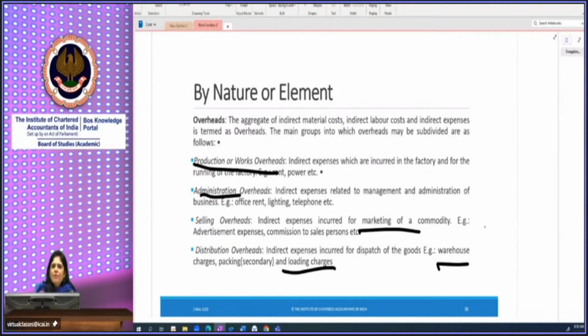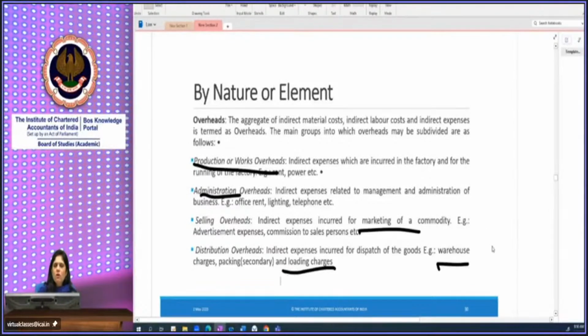So there are categories of indirect cost. Production, that means any expense happening in the factory area. Administration, any expense happening in the office area. Selling, any expense happening in the selling department, sales department. Distribution, any expense happening in the warehouse or distribution or logistics is the distribution overhead. So this is the classification of indirect cost into different overheads.